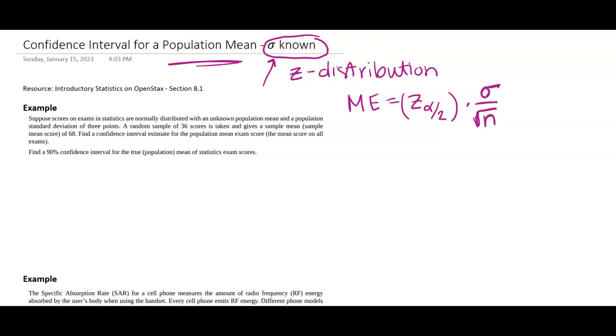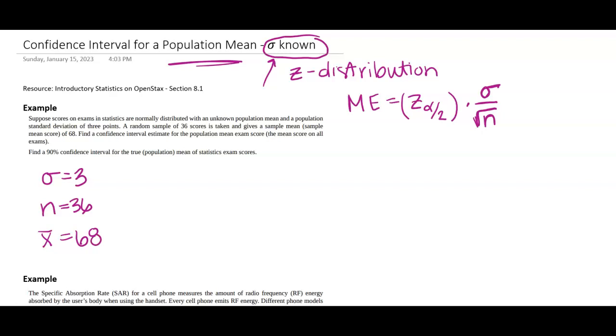So let's say that we know scores on exams and statistics are normally distributed. For some reason, we don't know the population mean, but we know the population standard deviation is 3 points. So a random sample of 26 scores is taken, and the sample mean of those scores is 68. Let's use this to try to estimate the population mean score.